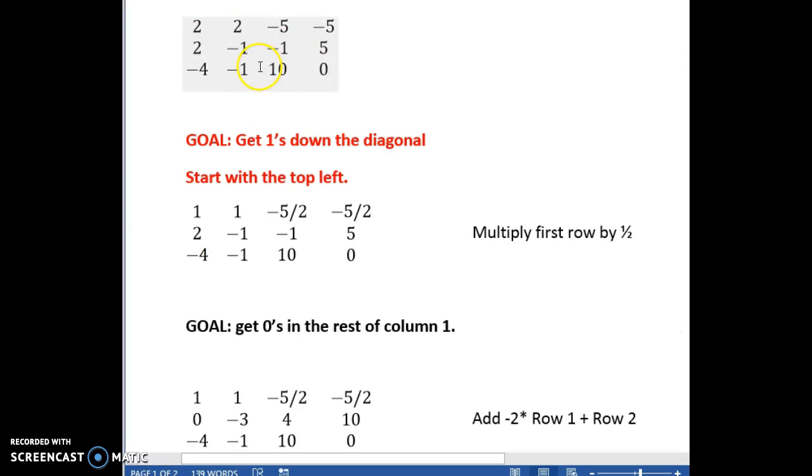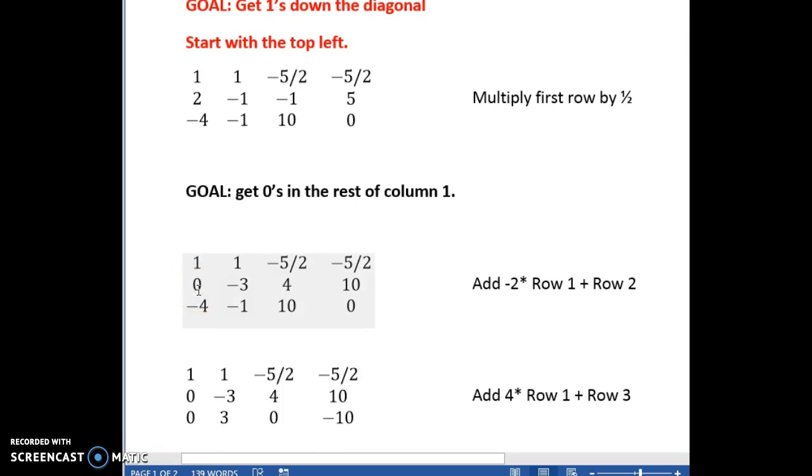Here we go. So here's the matrix in augmented form, and our goal is to get ones down the diagonal. So we're going to start with the top left. How do I change this to get a 1? I'm going to multiply the first row by 1/2. So everything in the first row by 1/2, and now I have a 1 there. Then your secondary goal, once you get a 1 in the spot, is you want to get zeros in the rest of column 1. So we got a 1 where we wanted it, now we've got to 0 out the rest of the column.